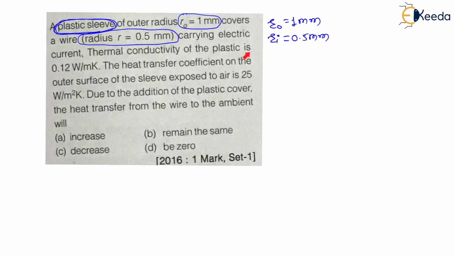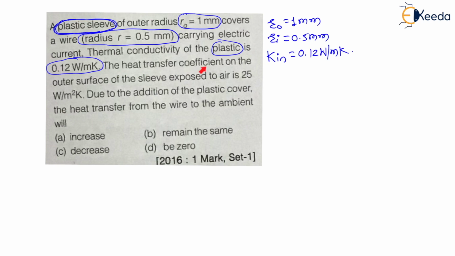The thermal conductivity of plastic is 0.12 watt per meter Kelvin. Now my dear students, here thermal conductivity of plastic is given, and plastic is an insulating material. Therefore here thermal conductivity of insulation is given, which is nothing but 0.12 watt per meter Kelvin, right?